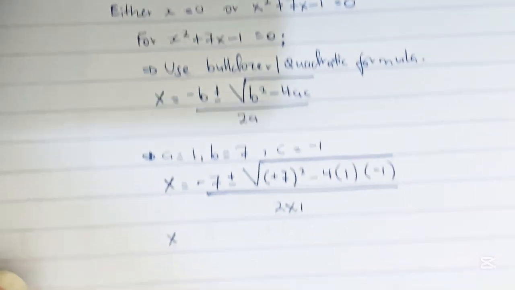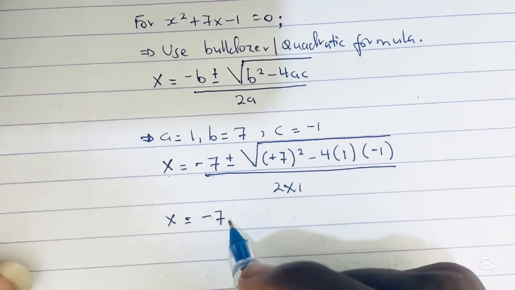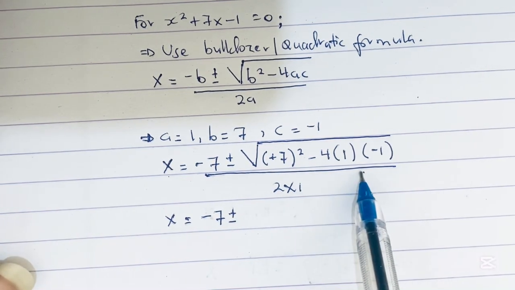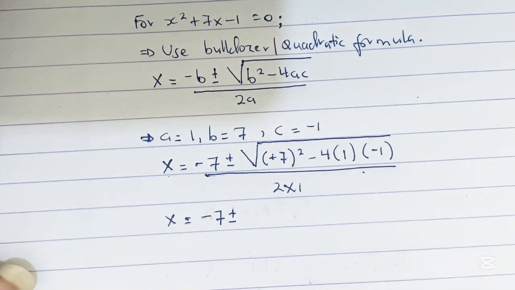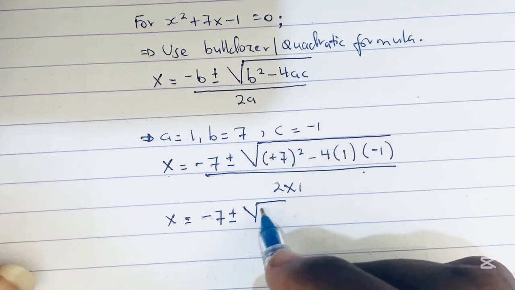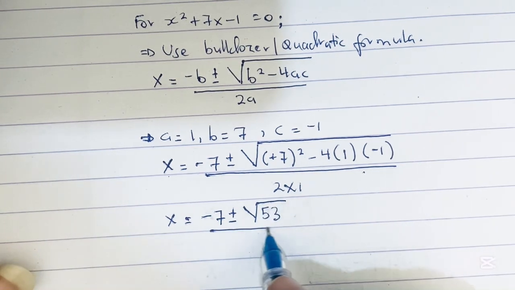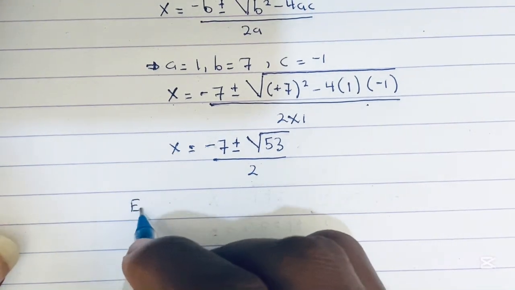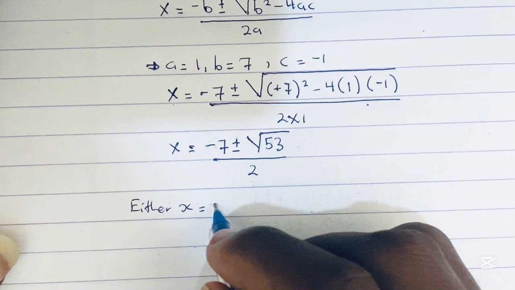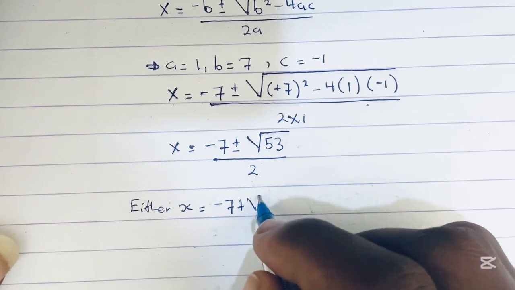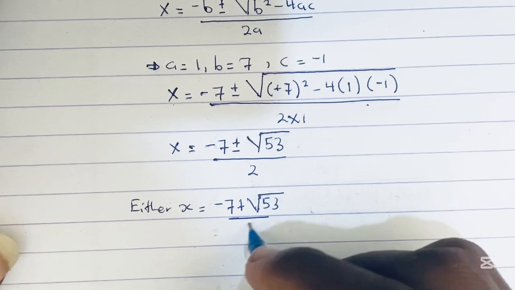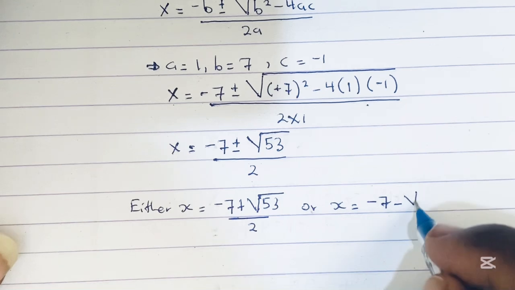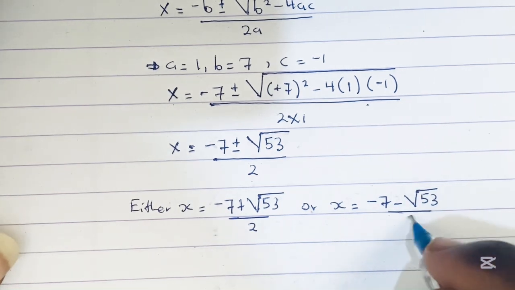So x is equal to negative 7 plus or minus square root of 49 minus negative 4, which is square root of 53, over 2. So either x is equal to negative 7 plus square root of 53 divided by 2, or x is equal to negative 7 minus square root of 53 divided by 2.